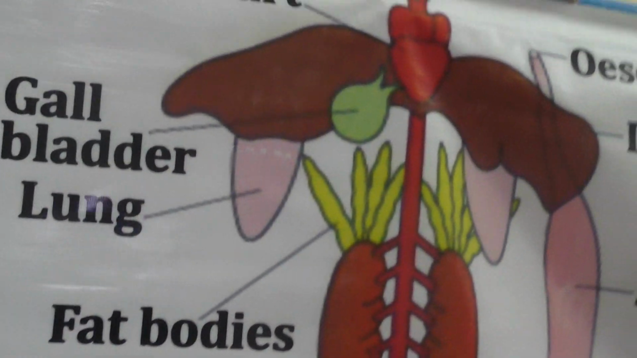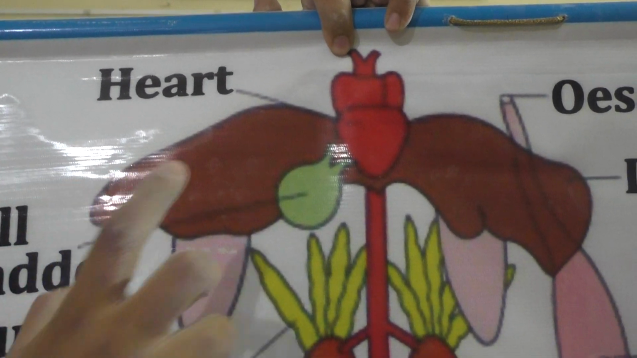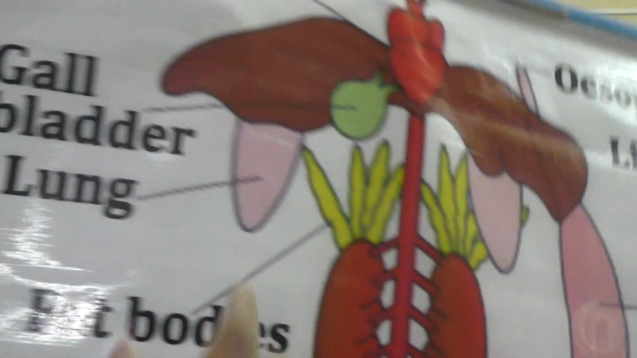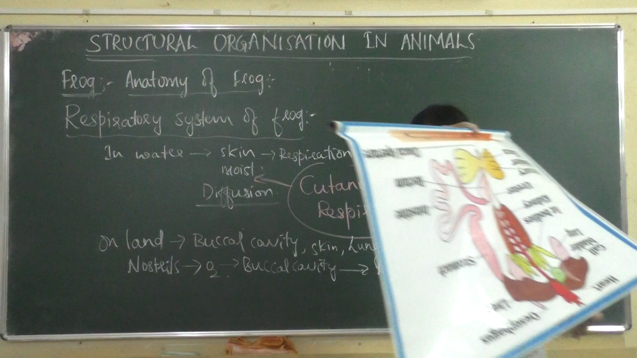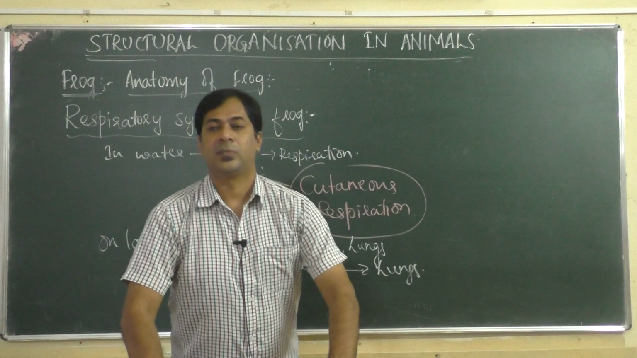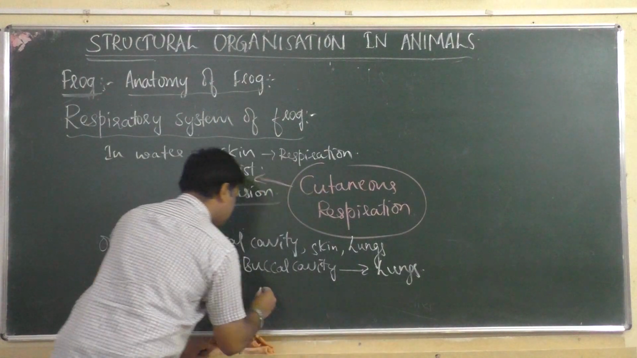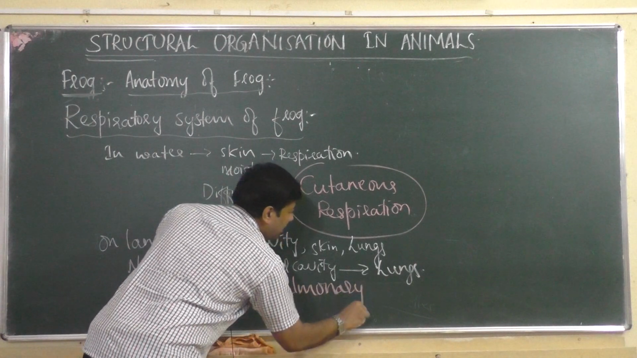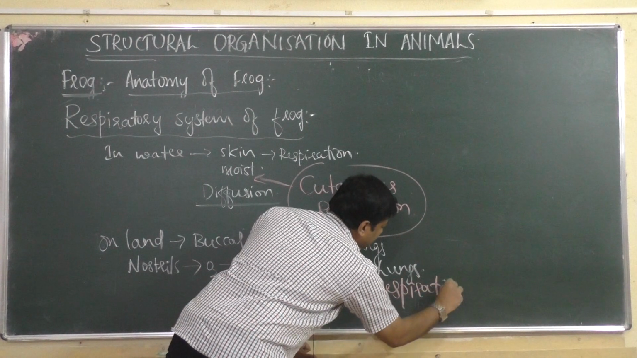So pink color organs. So first frog will take oxygen through nostrils, then it comes to buccal cavity, then it comes to lungs. So if lungs are used for respiration, then that type of respiration is called pulmonary respiration. Okay, if lungs are used for respiration, it is called pulmonary respiration.